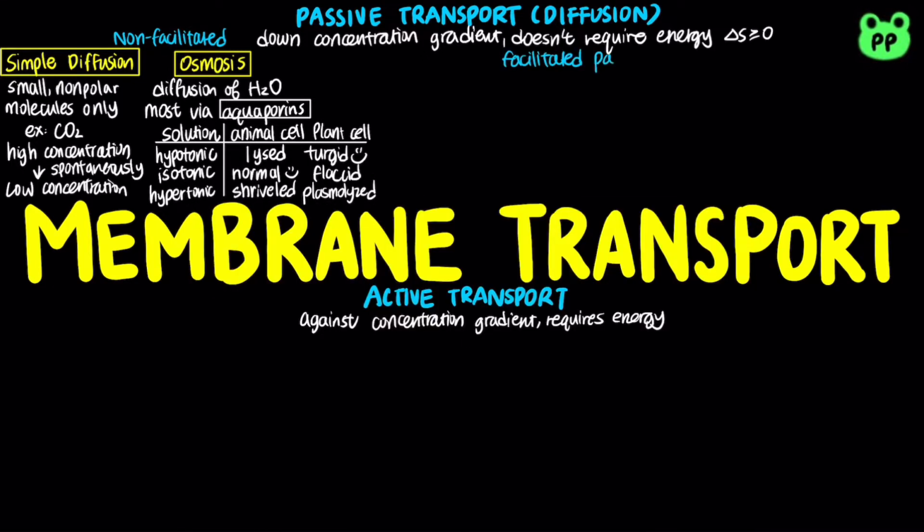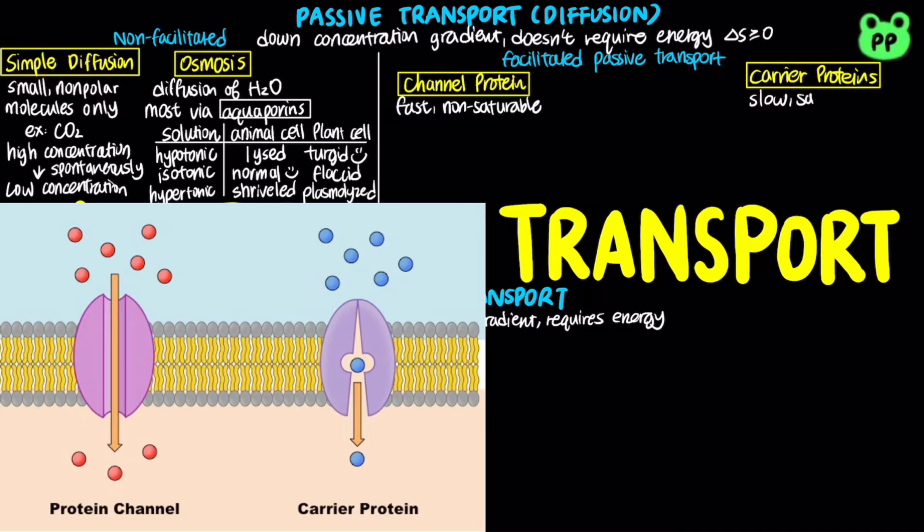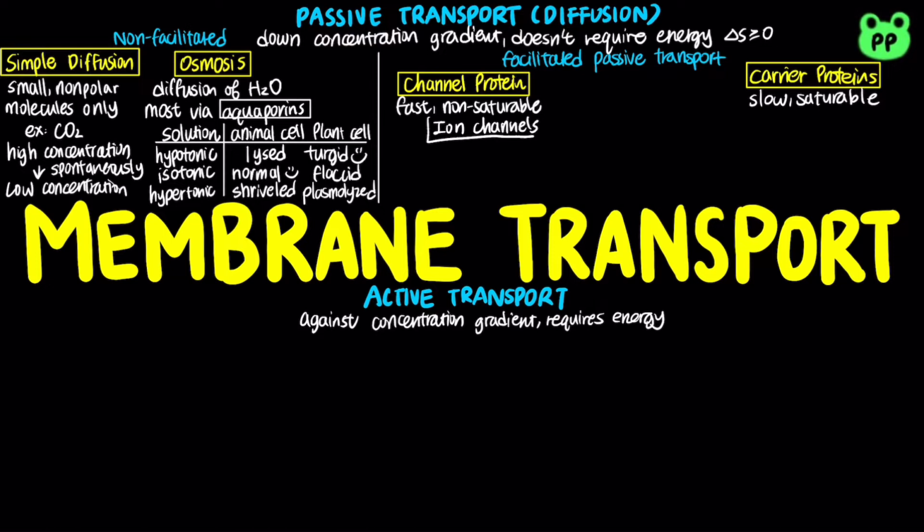Polar and large molecules cross through the membrane through facilitated diffusion. There are two classes of membrane transport proteins: channels, which are non-saturable and allow fast transport, and carriers, which can be saturated above a certain concentration and allow slower transport. Both are very specific. Other protein channels include ion channels that facilitate ion diffusion.